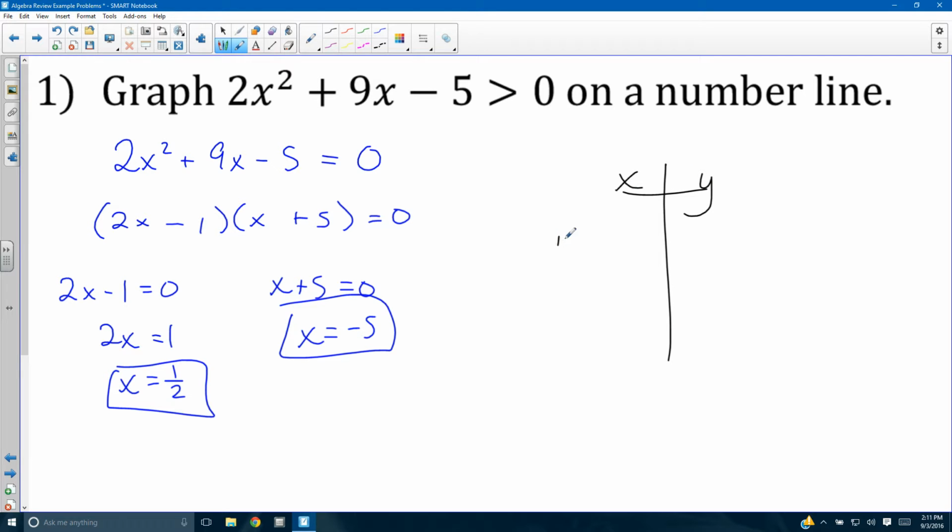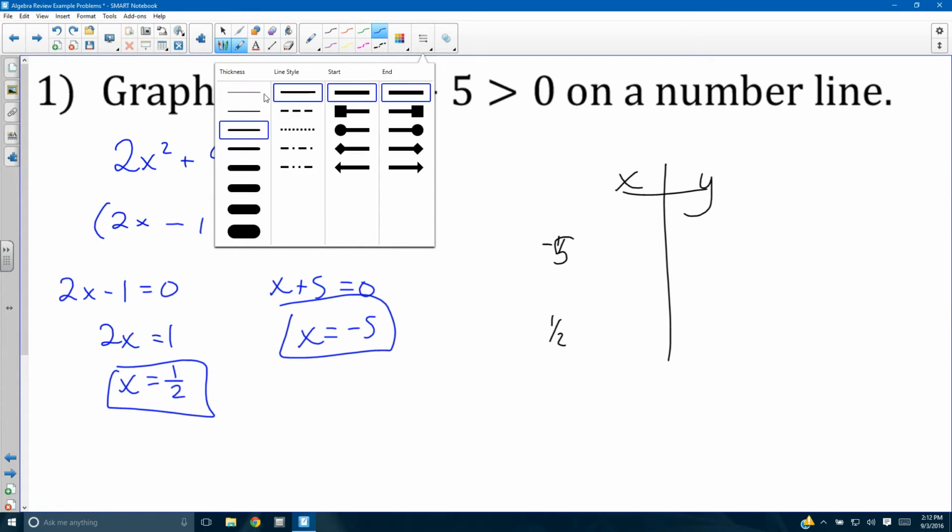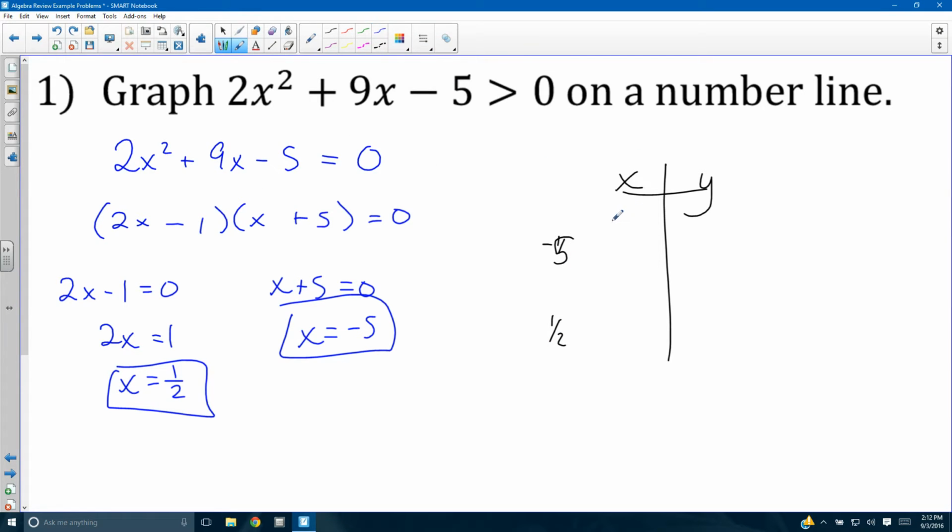So here are my two critical numbers. Let's do negative 5 first. Right there. Let's test to negative 5's left. Let's try like negative 7. Between negative 5 and 1/2, it would be 0. How about that? And 1/2, let's do 1 greater than it.